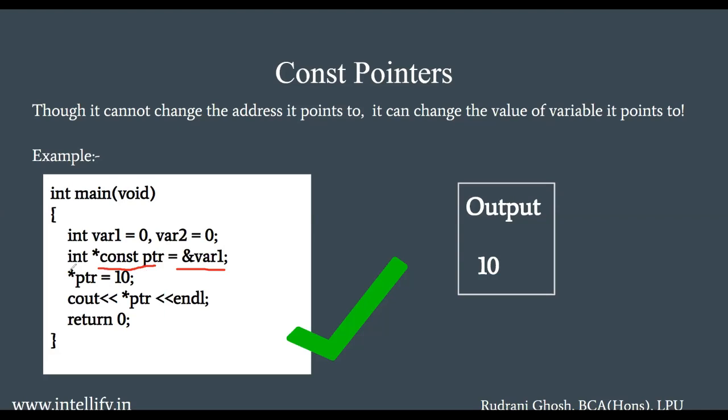We know that using the dereferencing operator, we can access the value of the variable ptr is pointing towards. So we will update the value from 0 to 10. As a result, when we print asterisk ptr or dereferenced ptr, we will get the value 10. Note, we are changing only the value of ptr. We are not changing the address.